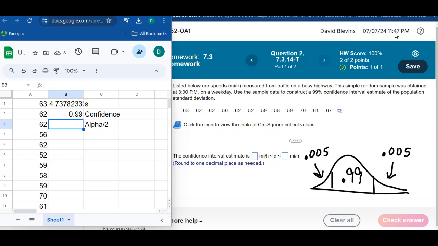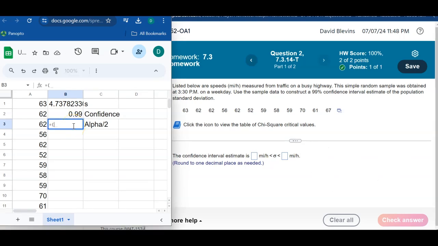It's just 1 minus the confidence divided by 2. So I'm going to do equals, got to put a parentheses here because we're subtracting first. 1 minus the confidence divided by 2. So there's my alpha over 2. Okay. All right, now I'm going to do two different calculations here. One is chi-squared lower or left, and the other one is chi-squared upper or right.